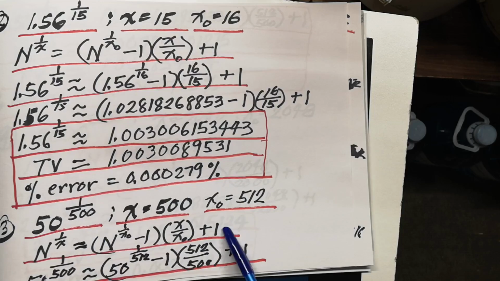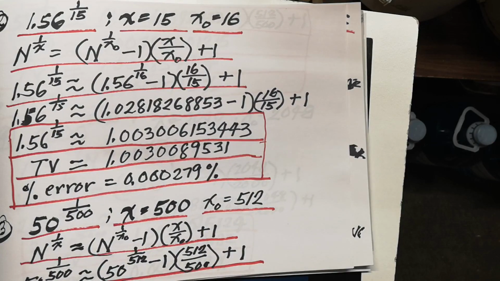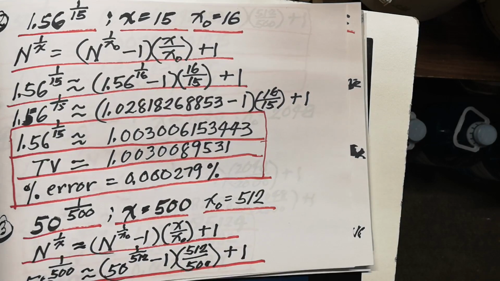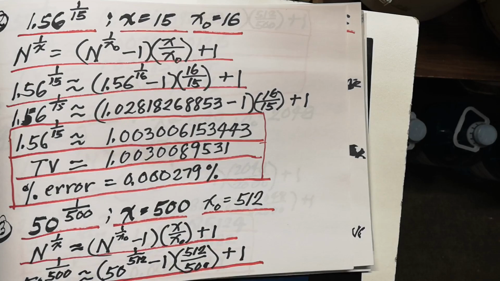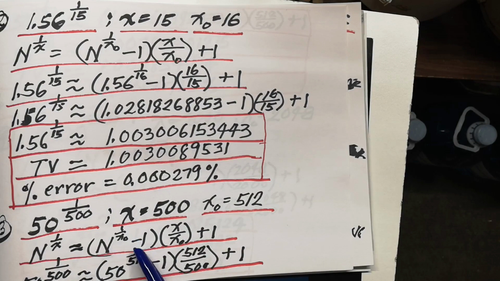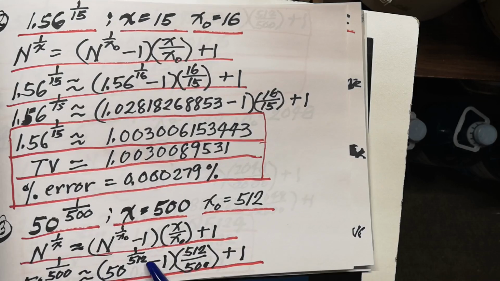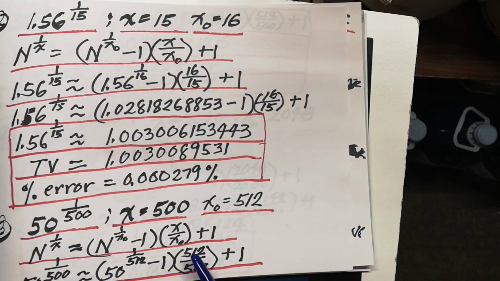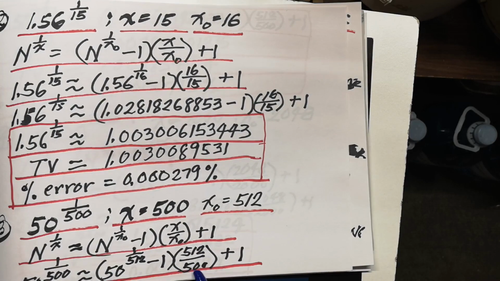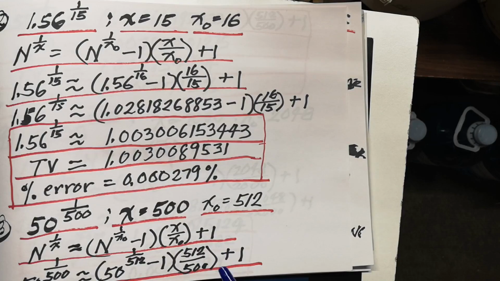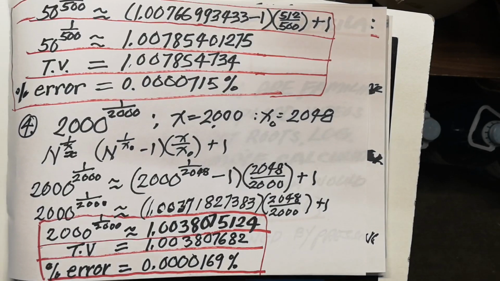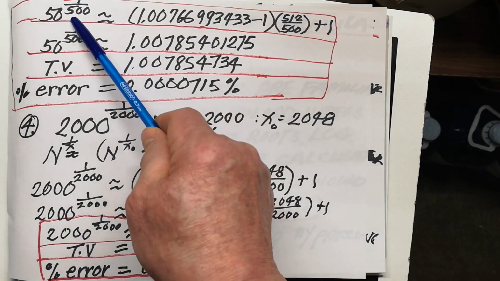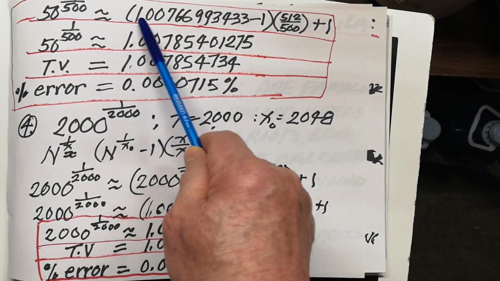So the same formula. 50 raised to the 1 over 500 is approximately equal to 50 raised to the 1 over 512 root using a simple calculator, then minus 1, then multiply by the ratio of 512 to 500, then plus 1. So 50 raised to the 1 over 500 is approximately equal to this.